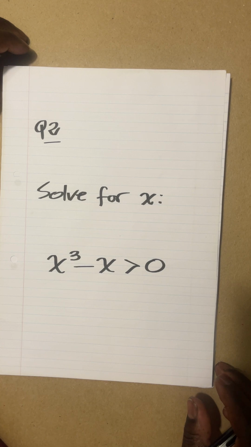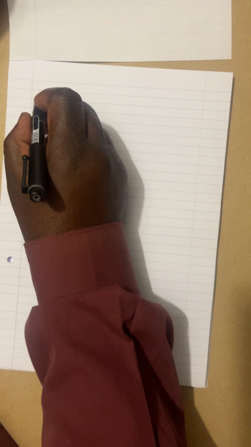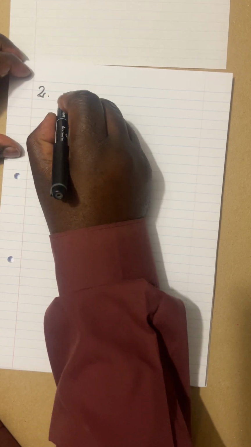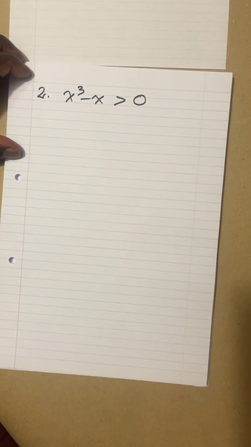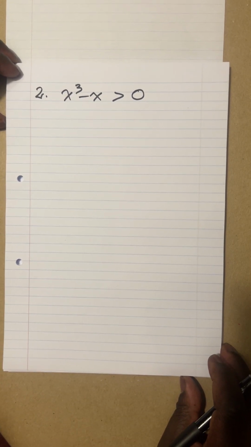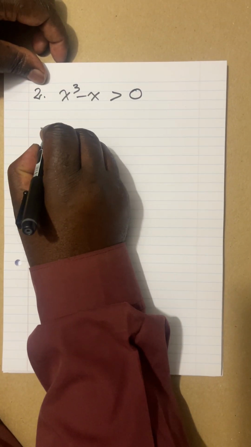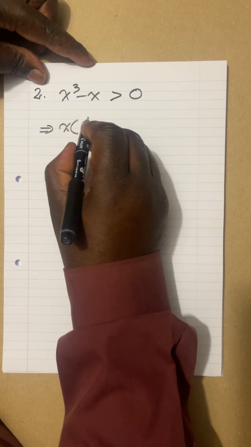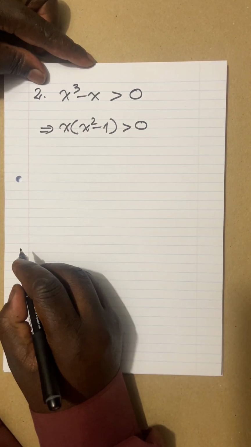Now, how do I go about this? Well, factorization would be the approach. So number 2, we have x cubed minus x is greater than 0, and I have to factorize. You can see the common factor on the left-hand side is actually x. So this implies x, open brackets, x squared minus 1, greater than 0.